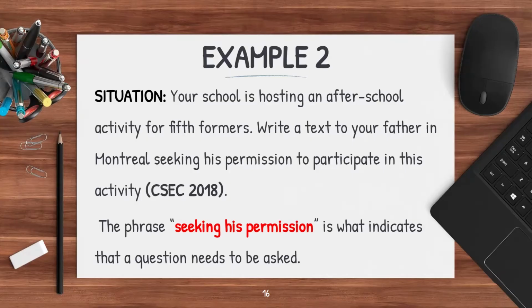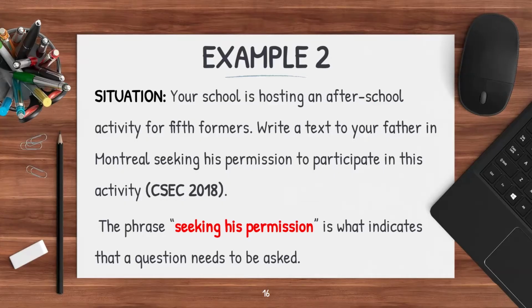Now the situation is asking us to write a text to your father in Montreal seeking his permission to participate in this activity. And the note that I have written below says the phrase seeking his permission is what indicates a question needs to be asked. Because if you're seeking someone's permission, you basically have to ask if you are allowed to do such and such, or if you can do such and such.